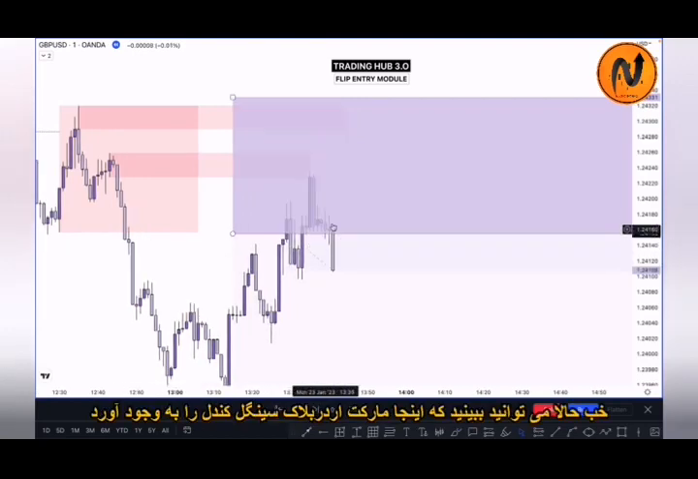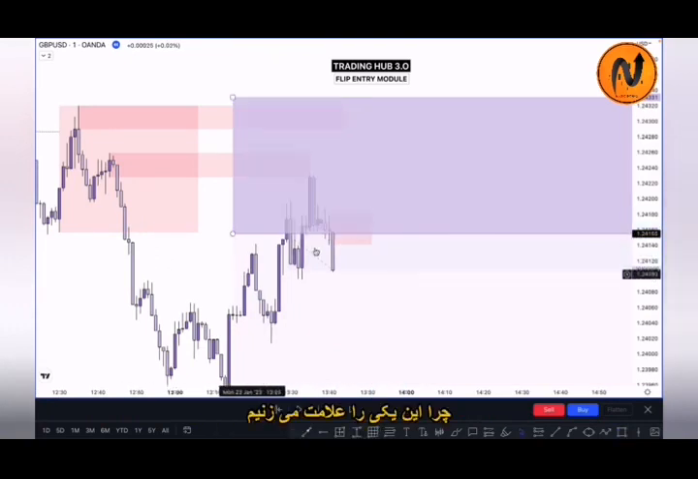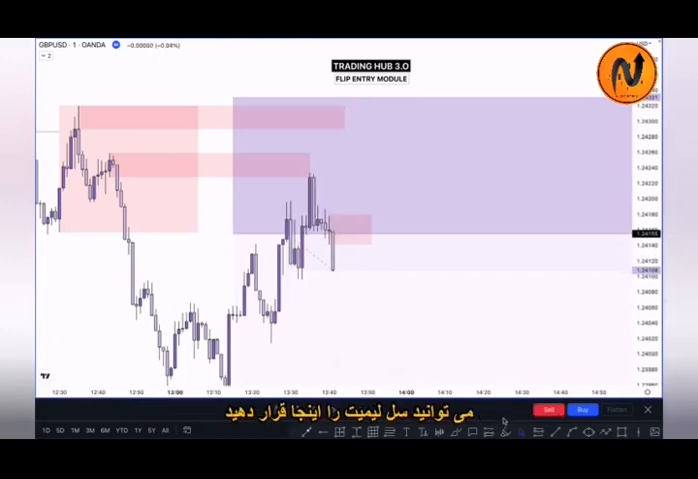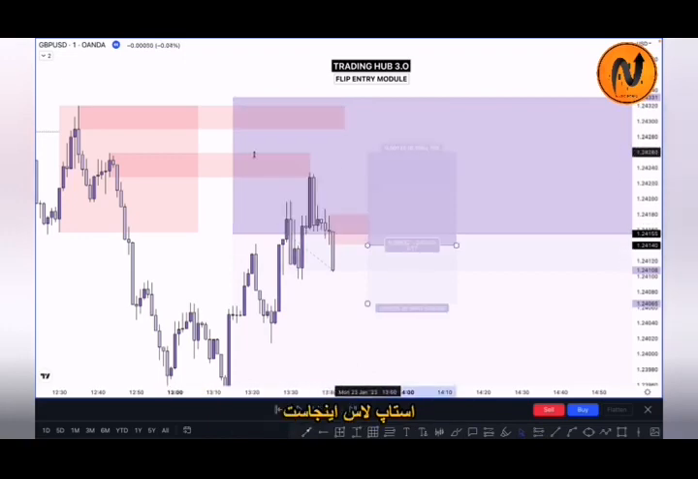Now you can see the market created a single candle order block at this time, and this one is our order block. Why are we marking this one? Because just above it there is no unmitigated order block. Simply, you can sell here with a limit order here, but where is your stop loss? The stop loss is here for the safer side.